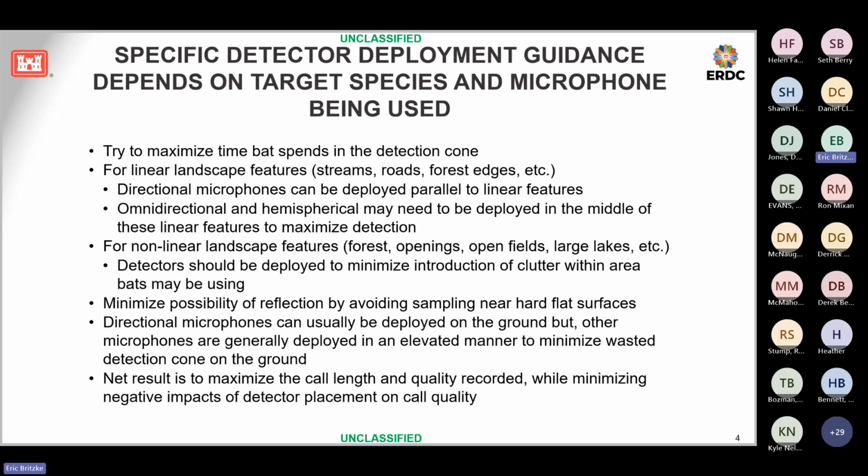So in terms of detector deployment, directional microphones, because they have a long distance that they can detect a bat from a microphone, are typically deployed on or near the ground, so in some ways it's easier to deploy them. The other types of microphones, the omnidirectional and hemispherical, like I said, tend to be put up on poles or in trees, to get them up in the proper detection cone. And as I said a couple times, and it's worth saying again, the net result of all of this is to try and maximize the call length.